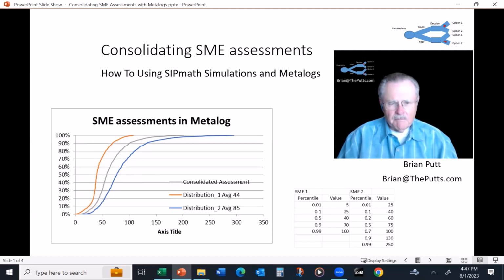Previously, I posted a video about consolidating SME assessments, but I used two triangular distributions. Today, I want to augment that by taking two random SME assessments, as shown here, and consolidating them and showing two different ways how they can be consolidated, and then comparing the two results.